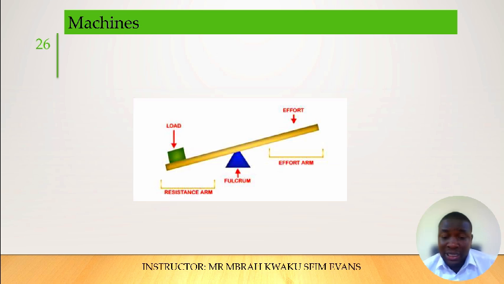Now, especially with a machine, you are going to apply a force at one side, which is called the effort, to overcome a load at the other side. So let's say you are dressing the wound of a patient. You use a pair of forceps to pick the cotton and all those things. That pair of forceps is what? A simple machine. It's a lever that is helping you to do the work.